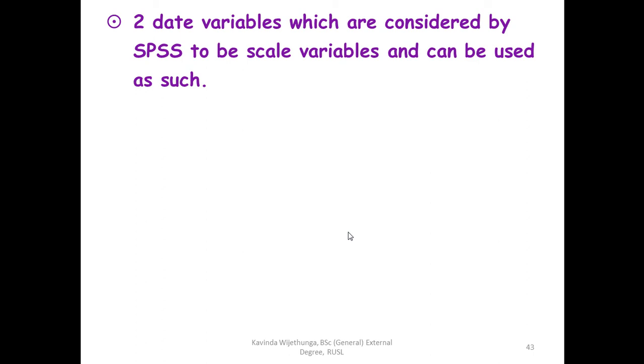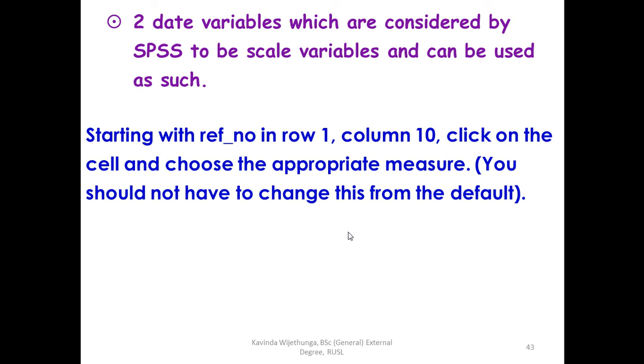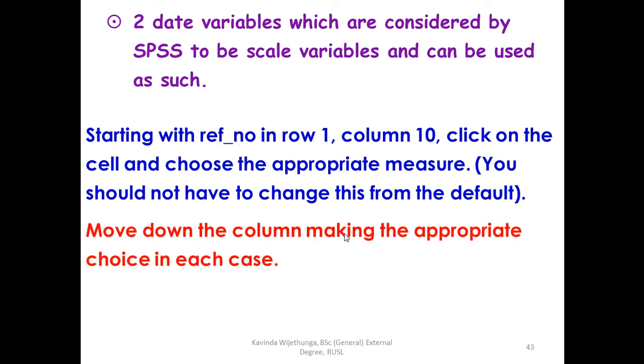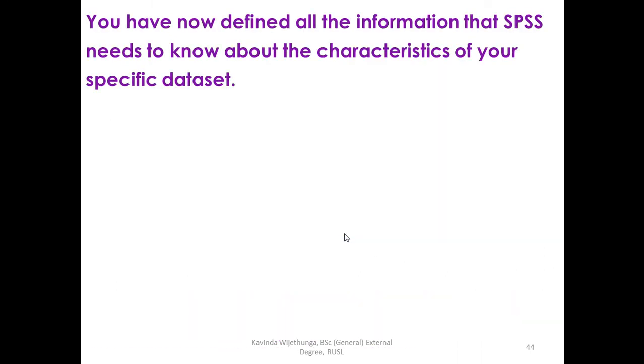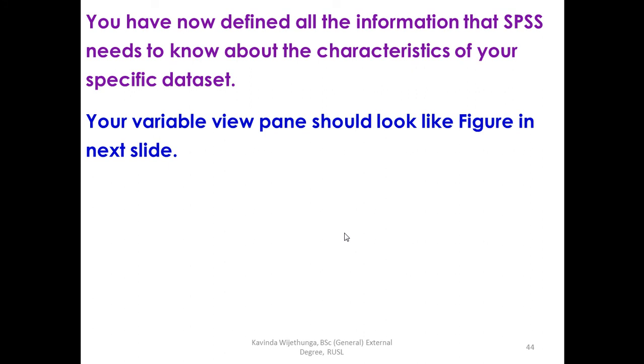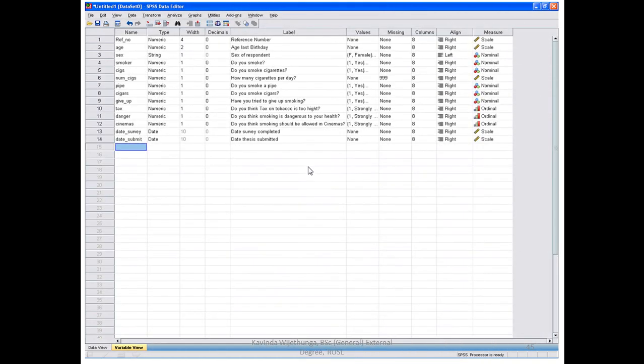And date variables are considered by SPSS to be scale variables and can be used. Starting with reference number 01 and column 10, click on the cell and choose the appropriate measures. You have to change this from the default. Move down, so choose first, change the variable smoke, and this is the way you change these variables. You can use the arrow keys and go to the appropriate place, then double click on it, then you can change those values. Your variable view pane should look like the figure on the next slide. That is the final outcome of our example.